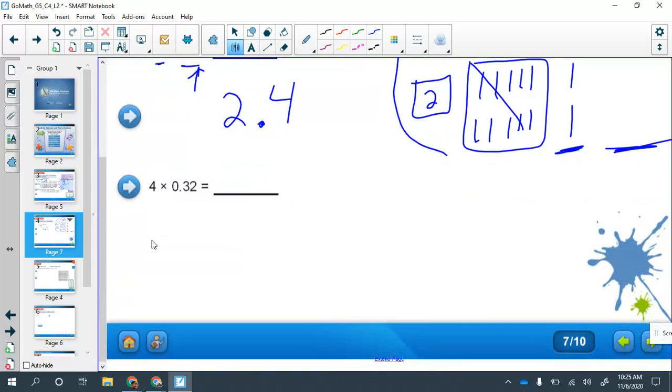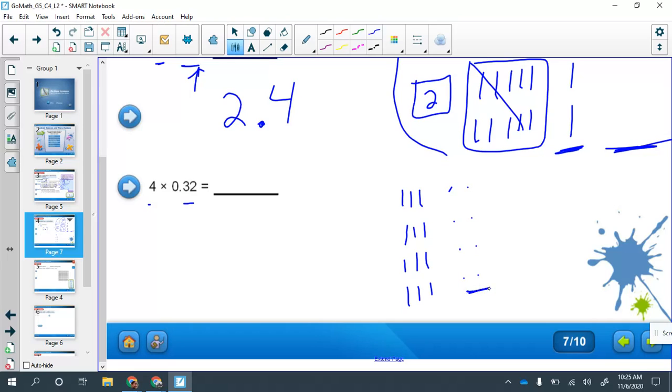Let's take a look at this one. 4 times 32 hundredths. Again, we're going to make 4 groups. Each group is going to be made up of 32 hundredths.